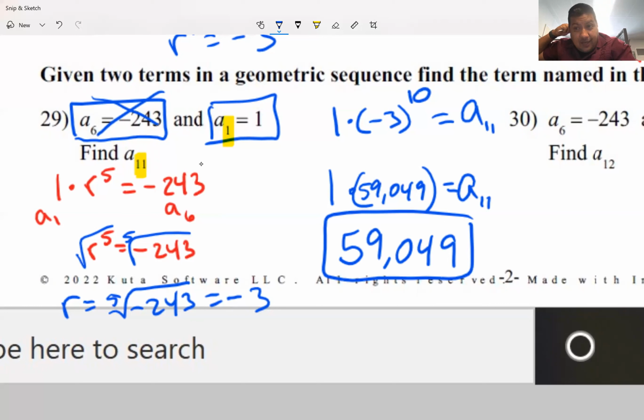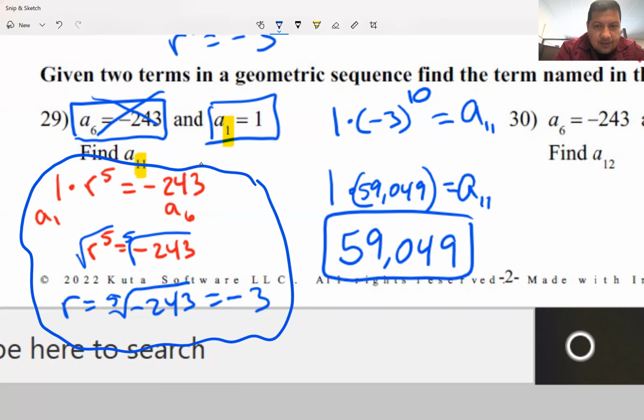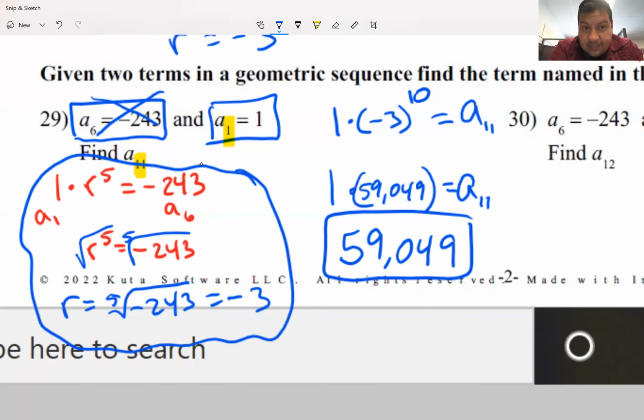So a couple of things we have to do. First, find the ratio. Right? You use the two numbers given to find the ratio. Notice that's exactly what I did here. I found the ratio. Once I get the ratio, use it to find the number we're looking for.